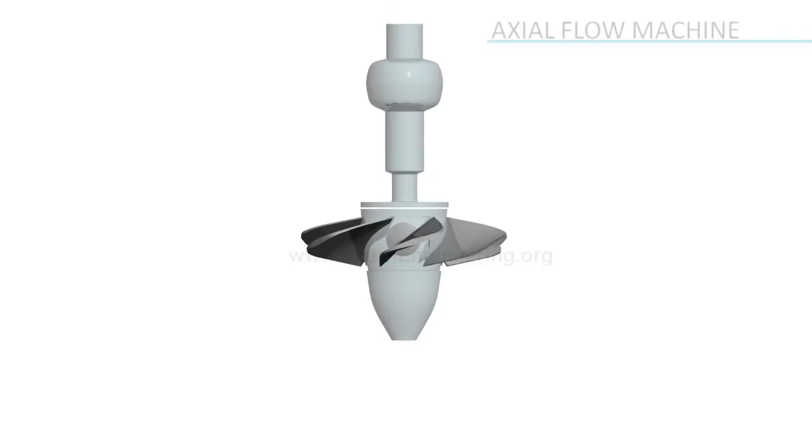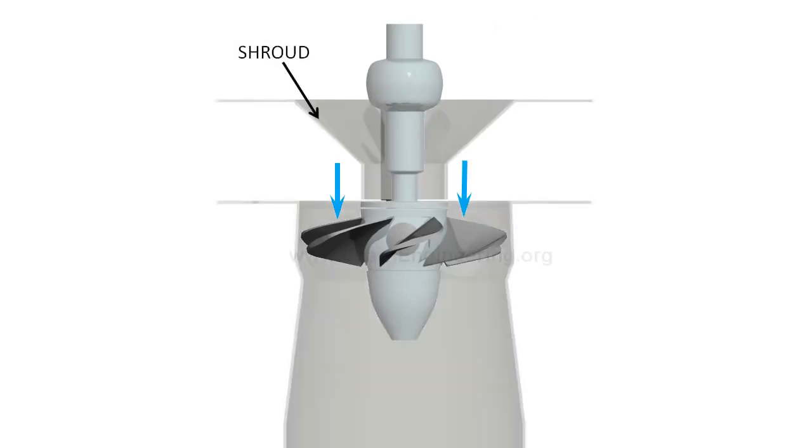Kaplan turbines are axial flow machines, where the absolute velocity of flow is parallel to the axis of the turbine. Water is precisely made to pass through the runner blades with the help of a shroud.